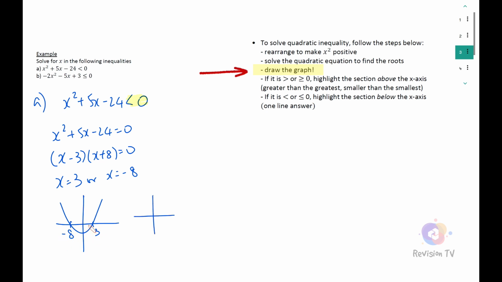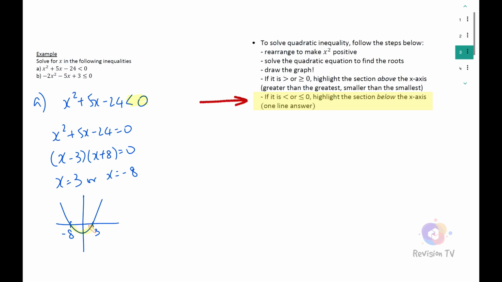So what I'm trying to say is you can do it like this if you want to. Make it really wide on the right and really narrow on the left. It doesn't really matter. This is a sketch. Next, the inequality is less than 0, so we follow the last line here, less than 0. So we highlight the section below the x-axis.